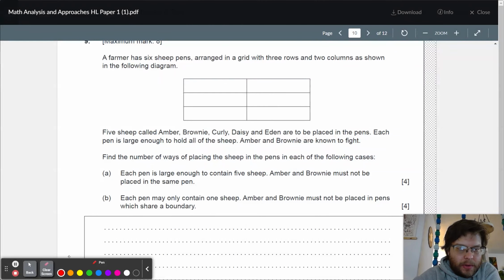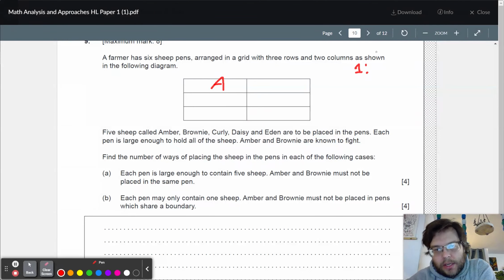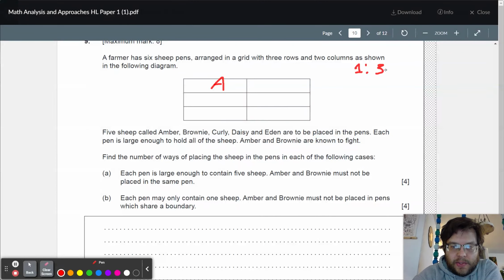Oops, let's get my pen marker again. Amber is right there. Then Brownie has 3 options. So, this is case number 1. Okay. If Amber is in the top left corner, then Brownie has 3 options. Curly needs to have their own thing. 2 pens are taken, but Curly could go. Let me be clear here. These are the 3 different options for Brownie, right?